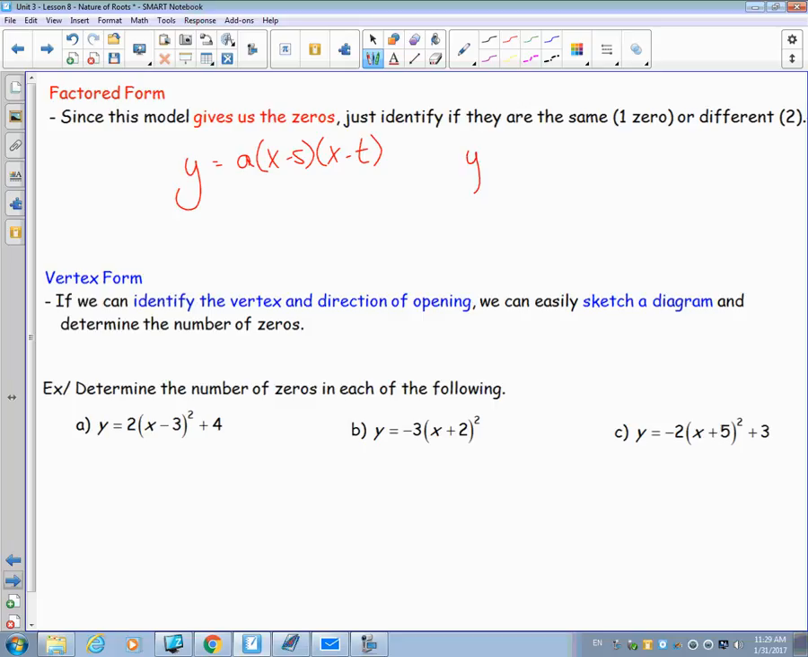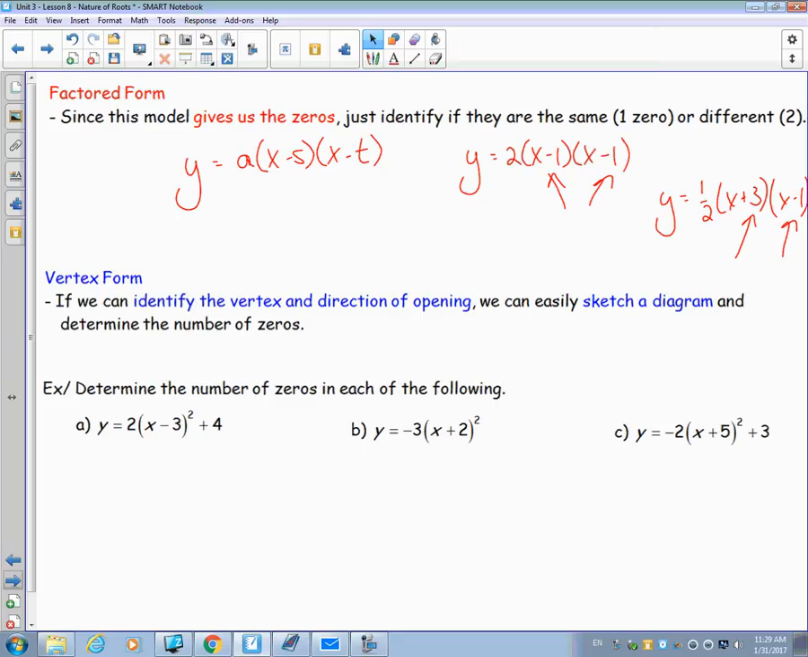So they'd be the same, for example, if you saw x minus 1 and x minus 1. The same thing twice. That's one root, 1, 0. Or maybe you have two different roots. I got two different numbers here. That means I've got two different solutions. That's pretty easy to identify. You can look right at the equation. No math required.